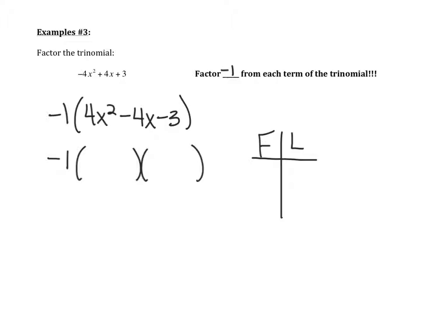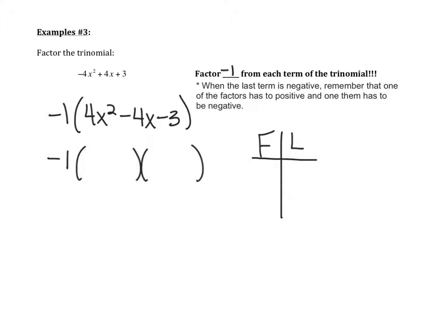I also want you to notice that the last number is negative. Remember, when I take the last number here times the last number here, when I multiply these 2 together, I get that last term. So in order to get a negative number, one of these has to be positive and one of them has to be negative. So make sure you jot that down in your notes, that when the last term is negative, remember that one of the factors has to be positive and one of them has to be negative. So with that being said, let's get into it.